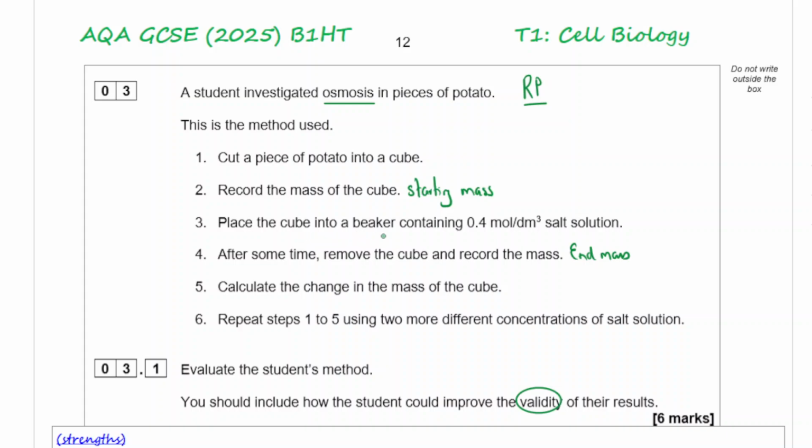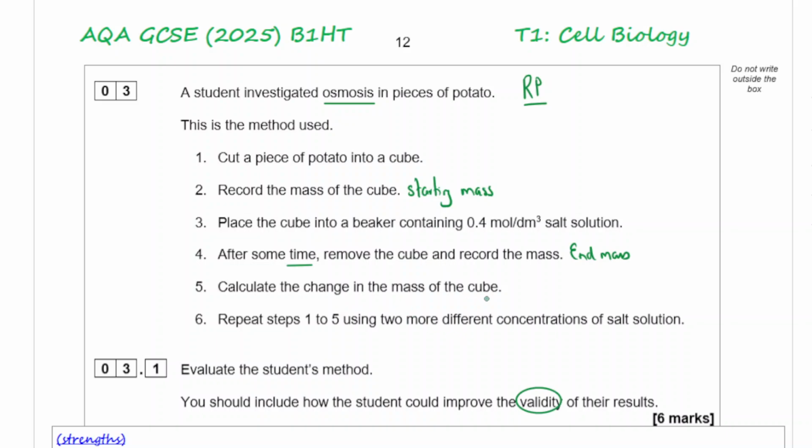Place the cube into a beaker containing 0.4 molar solution. It doesn't say how much volume as well. After some time, they're not actually mentioning the time as well. How long for? Is it 5 minutes or 10 minutes? Remove the cube and record the mass. Now, before you record the mass, you would want to blot dry the cube so that there's no excess water on top of the cube, because that would add to the end mass.